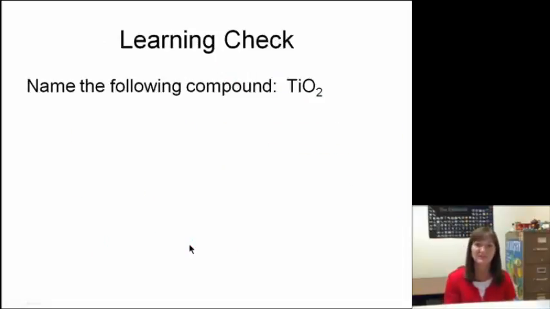Okay, so for this learning check, you're actually going to need to draw the picture. So let me go ahead and do this. It wants us to name, find my marker. There we go. It wants us to name this formula. So step 1, if you're following those summary steps, write the metal. So Ti stands for titanium. Does it need parentheses? Yes, it is a transition metal, and it's not aluminum, zinc, cadmium, and silver. So it's going to need a Roman numeral.